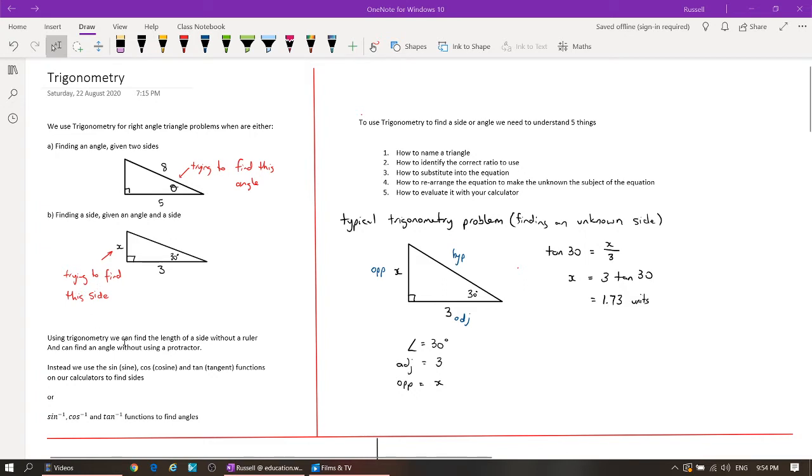Now we can do this without using a ruler in this case or a protractor in this case by using our calculators. And if we're using our calculators, we'll use the sin, cos, and tan buttons for the sides, or the sin⁻¹, cos⁻¹, and tan⁻¹ if we're looking for an angle.